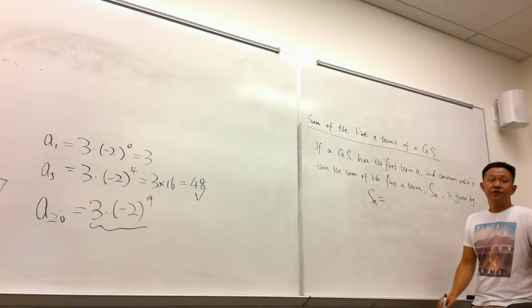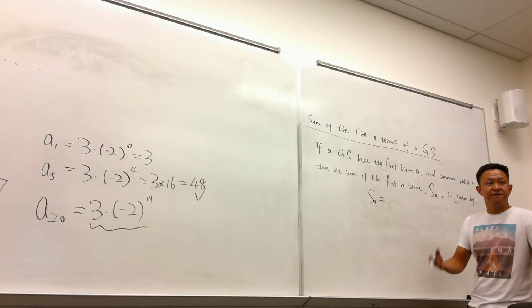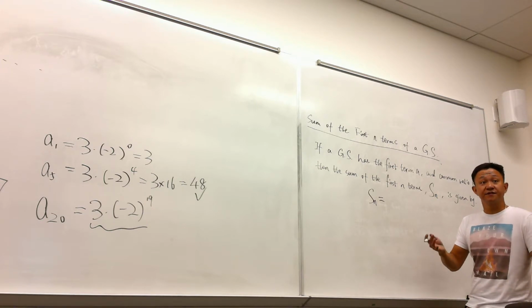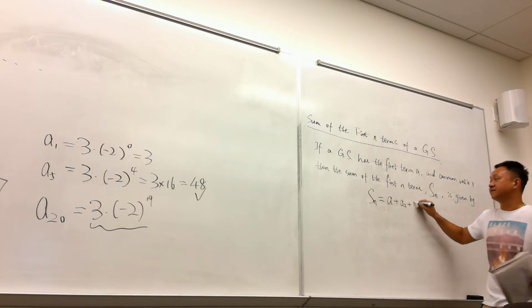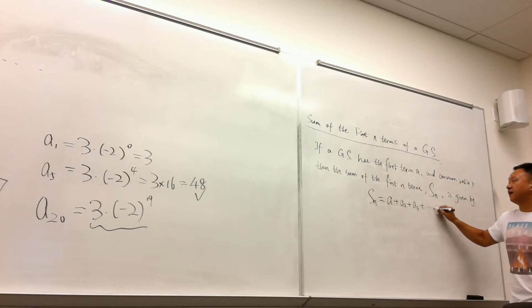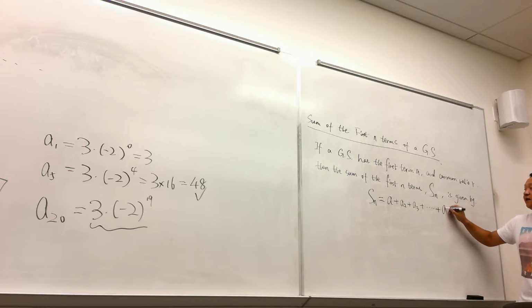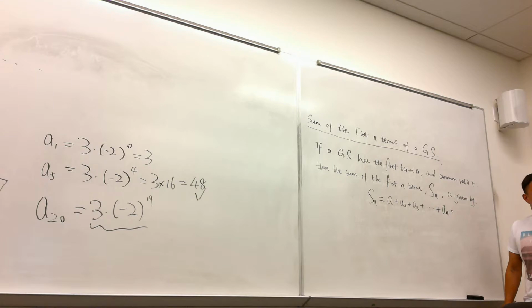For a geometric sequence, what does it mean by the sum of the first n terms? It means the first term plus the second term plus the third term, and then plus blah blah blah, until A sub n. So this is what we're really looking for. You with me, guys? That's the sum of the first n terms.